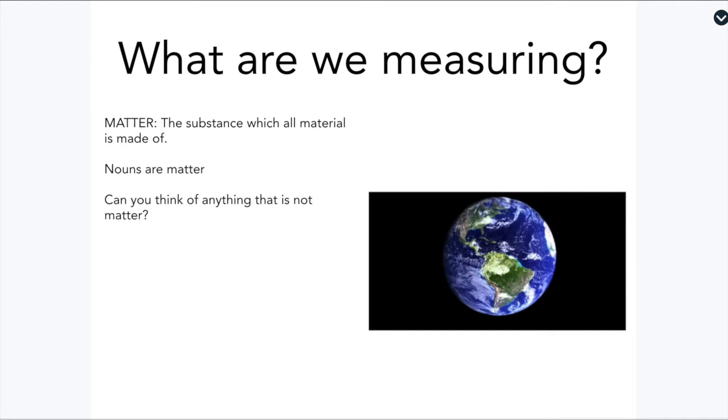What is it that we are measuring? What we are measuring is matter, and matter is the substance which all material is made of. If you are trying to figure out what is matter, basically anything that is a noun is going to be matter. Basically, if you can touch it, see it, feel it, smell it, anything like that, that is all matter.